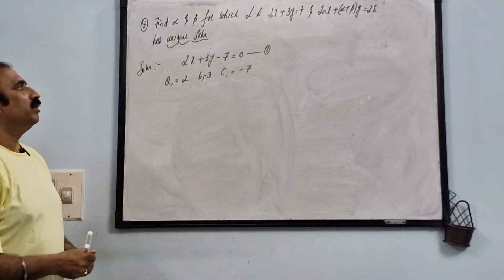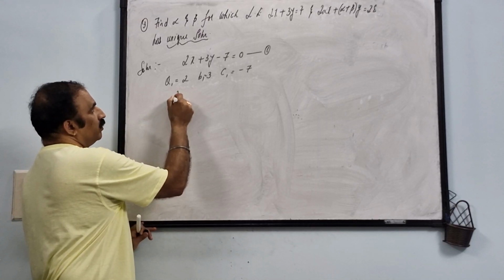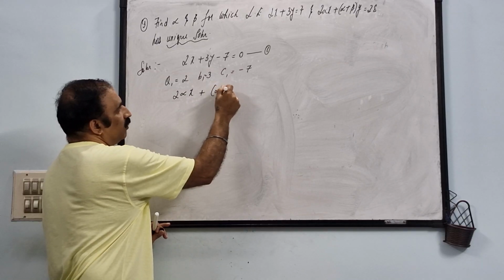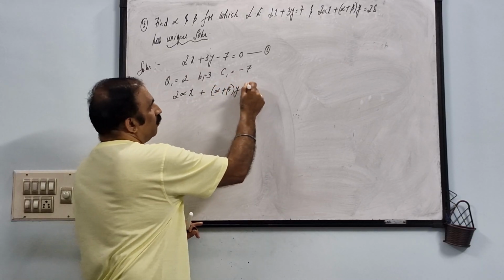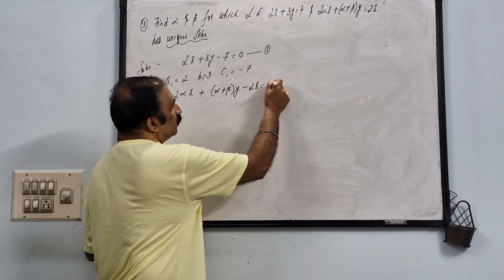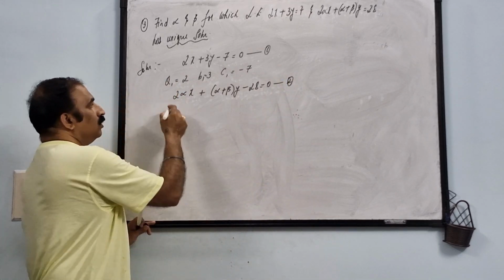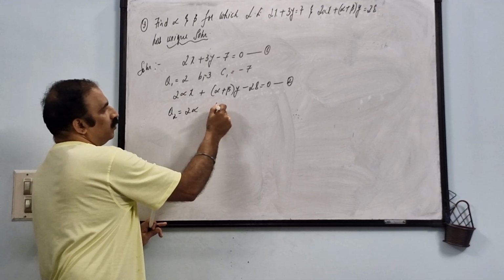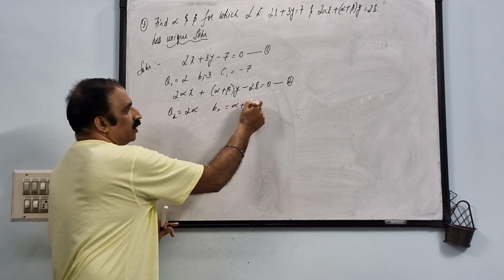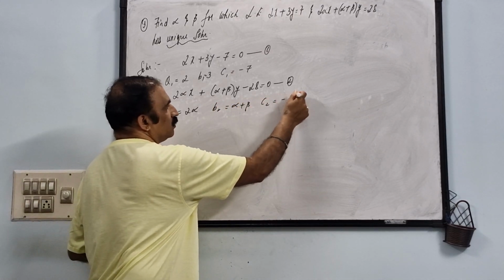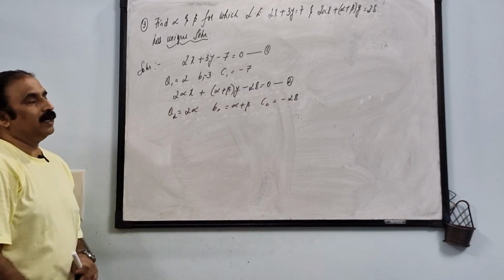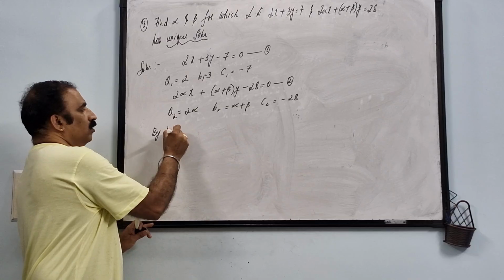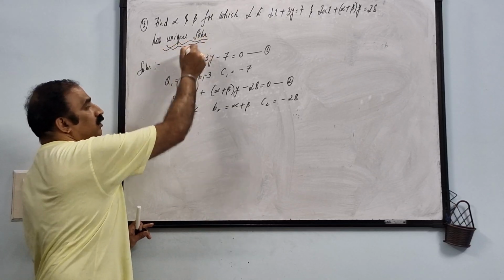So, take up the second equation in the same format. Second equation says 2 alpha x plus (alpha plus beta) into y minus 28 equal to 0. So a2 is equal to 2 alpha, b2 is equal to alpha plus beta, and c2 is equal to minus 28. Now, to the condition: according to the data, it says it's a unique solution.